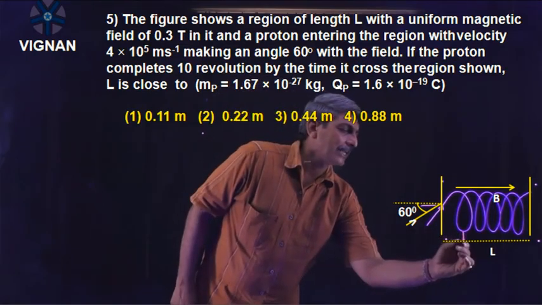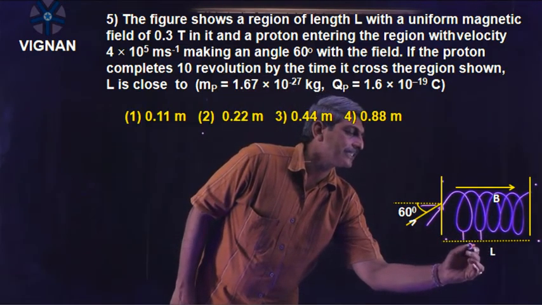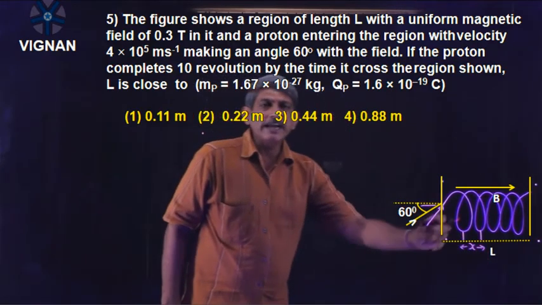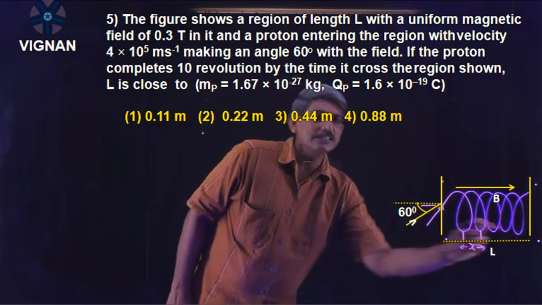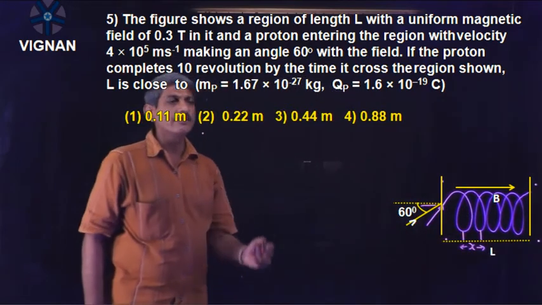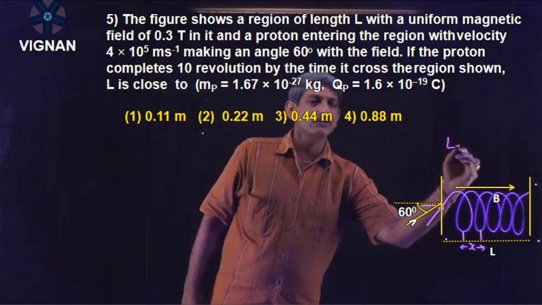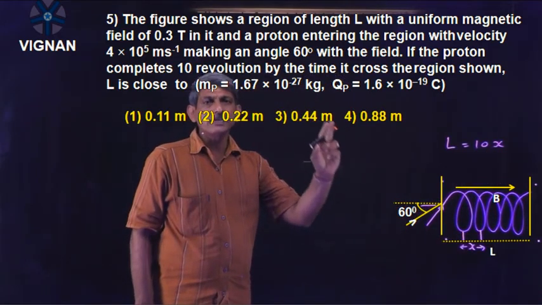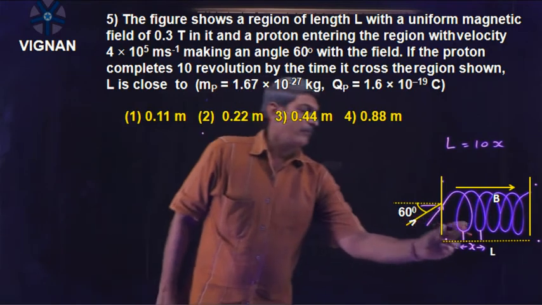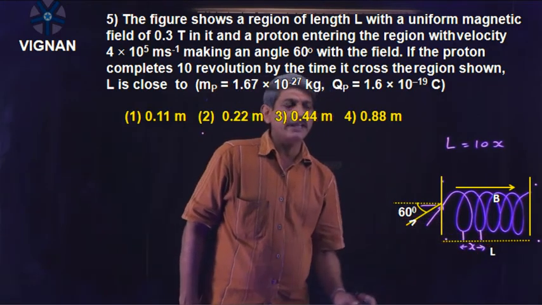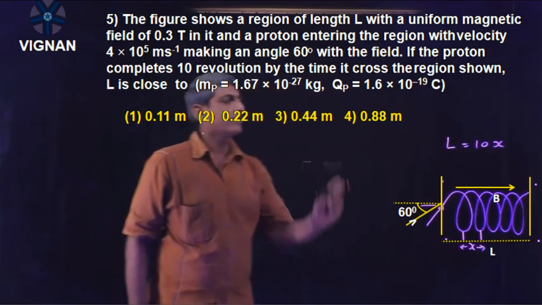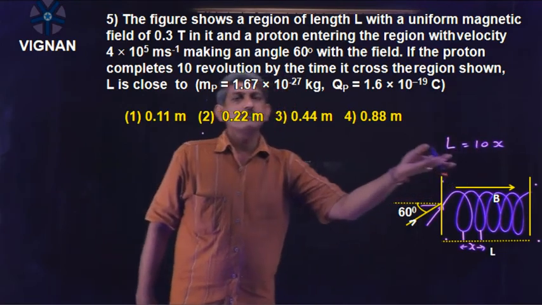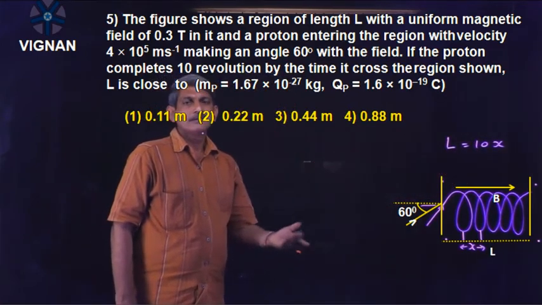Already we know that the distance advanced by the particle for one revolution is defined as the pitch, x. If suppose it completes 10 revolutions, then what is the total distance of the magnetic field? The total distance of the magnetic field is nothing but L is equal to 10x. Here, the particle completes 10 revolutions, and for each revolution, the distance advanced by the particle is equal to x, so the total length of the magnetic field is given by L is equal to 10x. Now, if you know this x value, the problem will be simplified.